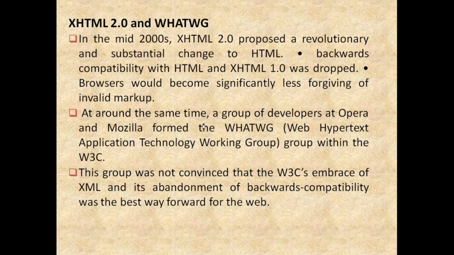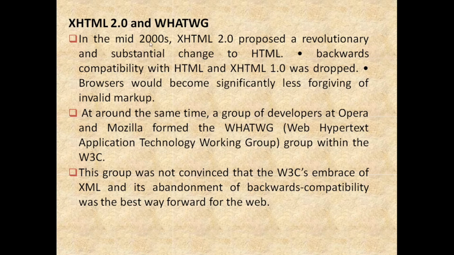Hello students. In the last class we saw about XHTML 1.0 and how it was stricter than HTML and XML, and its two versions, that is XHTML 1.0 Strict and XHTML 1.0 Transitional. So this is the second version of XHTML and it was known as XHTML 2.0 and WHATWG. Some more syntax rules were added into XHTML 1.0 and that came into existence as XHTML 2.0.